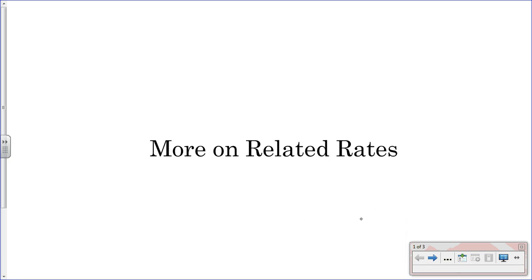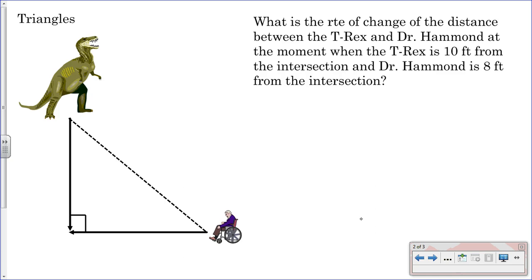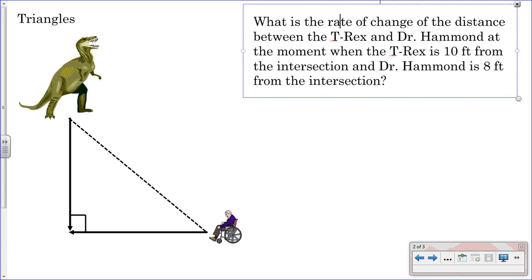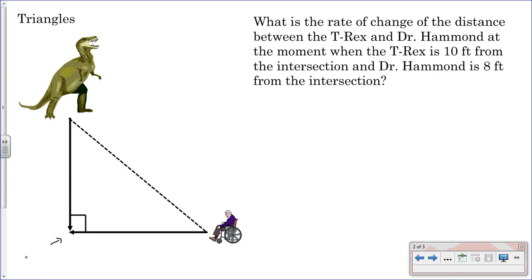Alright, in this video, we're going to go over more about related rates. Okay, so related rates and triangles. Here we have a T-Rex and Dr. Hammond. Hopefully you can tell which one's which. It says, what is the rate of change of the distance between the T-Rex and Dr. Hammond at the moment when the T-Rex is 10 feet from the intersection and Dr. Hammond is 8 feet from the intersection? This right here is the intersection that we're talking about.